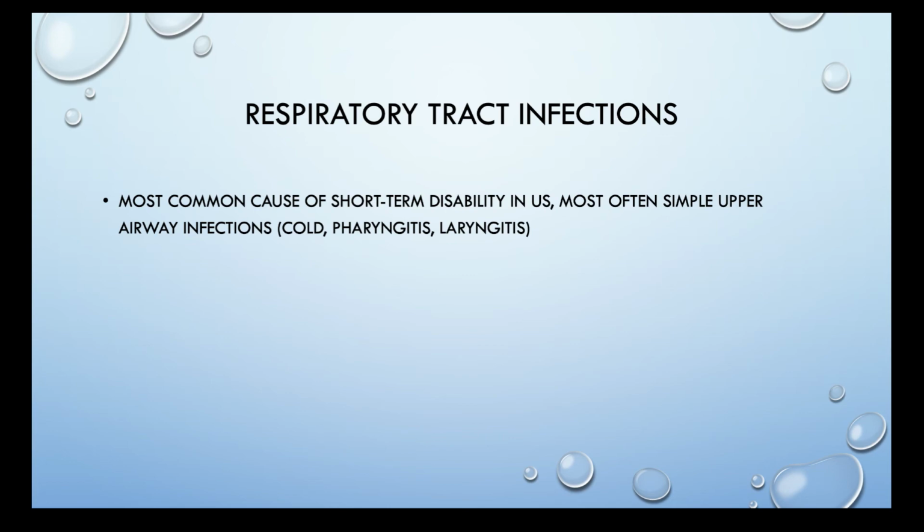Infections of the respiratory tract. They are actually the most common cause of short-term disability in the U.S. That was something new to me. I didn't know that. It's most often caused by upper airway infections. So you have your common cold, you have a sore throat, you have pharyngitis, laryngitis that resolve on their own and aren't usually a big deal. But then we get lower airway infections. And these infections are more common in the very young and in the very old.